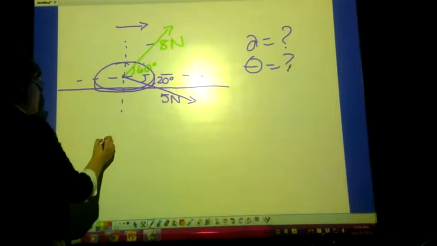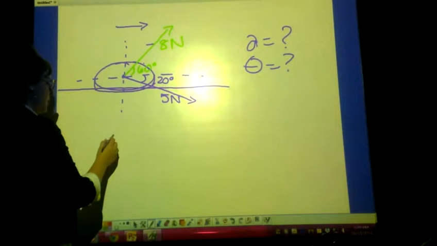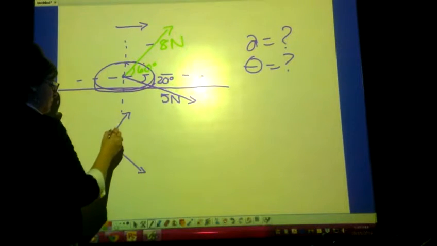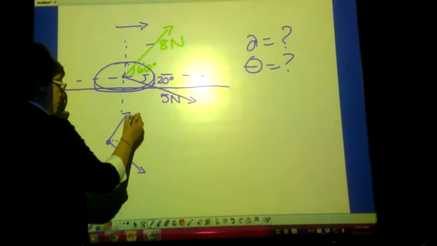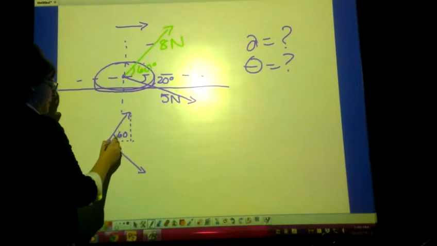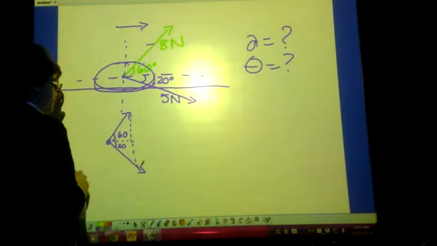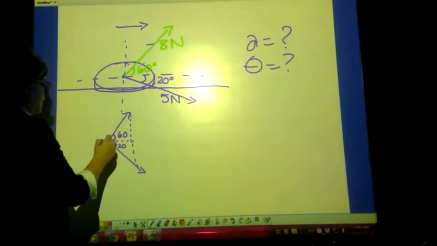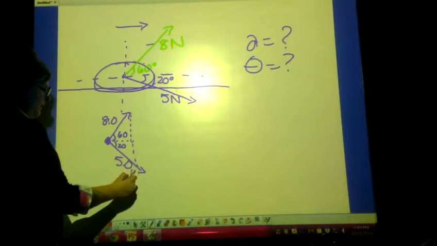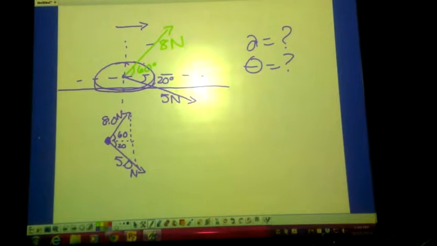But let me draw a free body just to simplify things a little bit more. So we know that's 60. And I know that's 20. I know that this one is 8 newtons, and that one's 5 newtons, which is totally not to scale at all, because actually 5 newtons is way longer than 8, that's okay. Okay, so let me break this up into components.